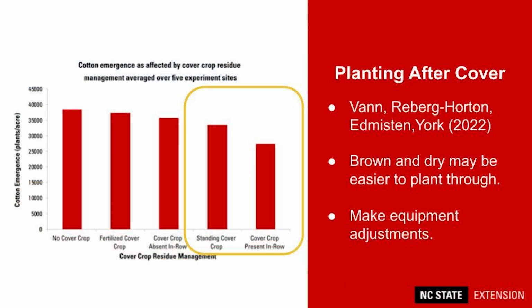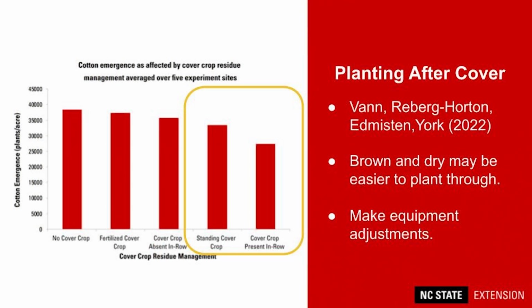This was a study looking at cotton planted into a cereal rye cover crop. Cotton is particularly susceptible because it's a small seed at a shallow depth. And that residue getting in the way of the planter at all can really throw that off. So that's the big issue here.